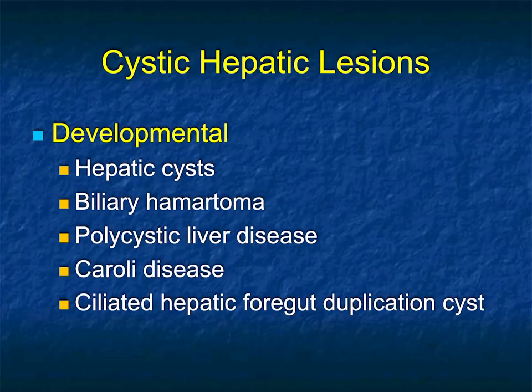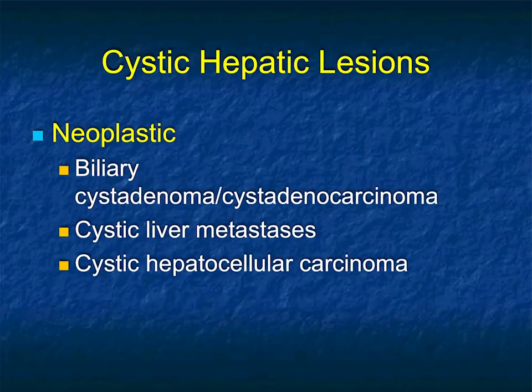Well, when you talk about cystic hepatic lesions, what do you talk about? Well, you could divide them into categories. Let's say developmental: hepatic cysts, biliary hamartomas, polycystic liver disease, Caroli's disease, and the unusual ciliated hepatic foregut duplication cyst, which I've seen about 2 times.